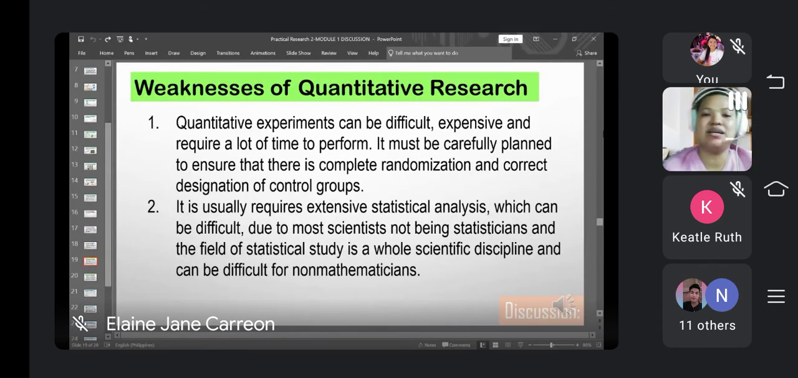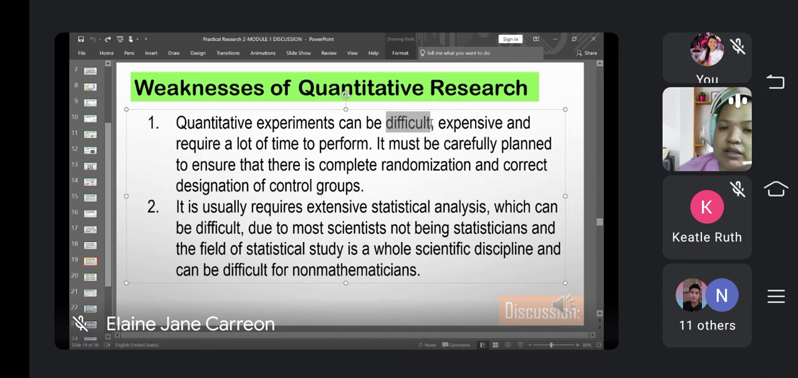Next, weaknesses. Ito, shortcut na lang po. So, one of the weaknesses of quantitative research, of course, difficult, mahirap siya, lalo na sa mga hindi math person, expensive, mahal, and it requires a lot of time to perform. Next, very self-explanatory na yun, hindi ko na masyadong i-discuss. It requires extensive statistical analysis, so yun ang problema.